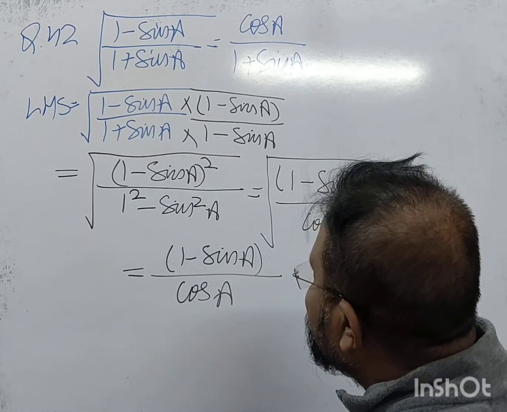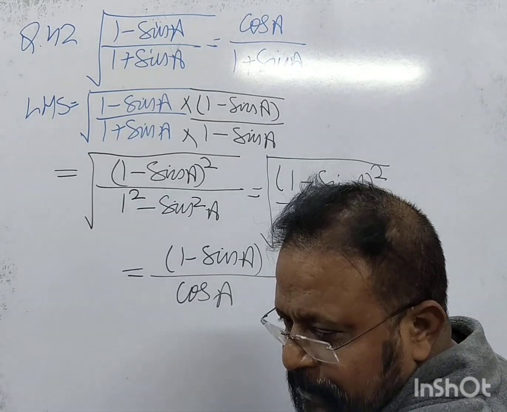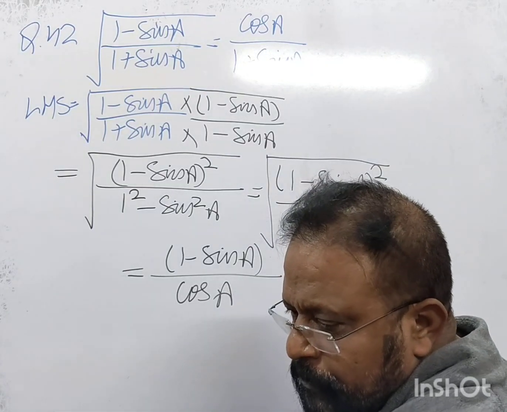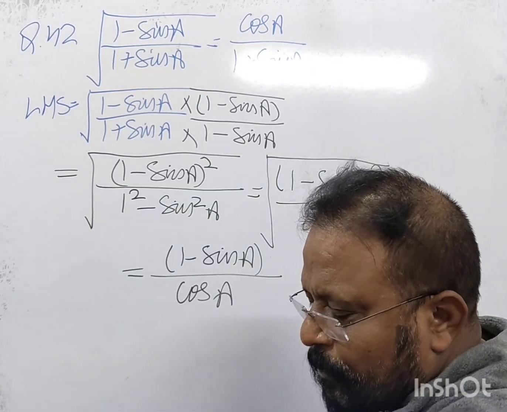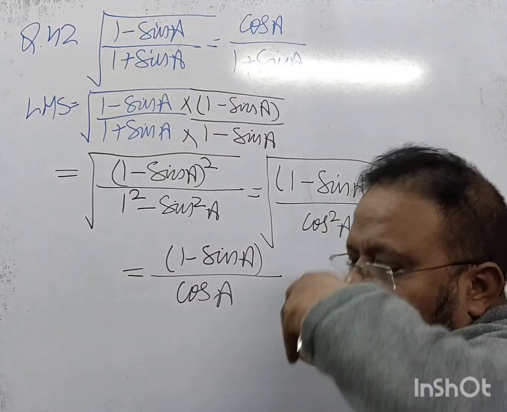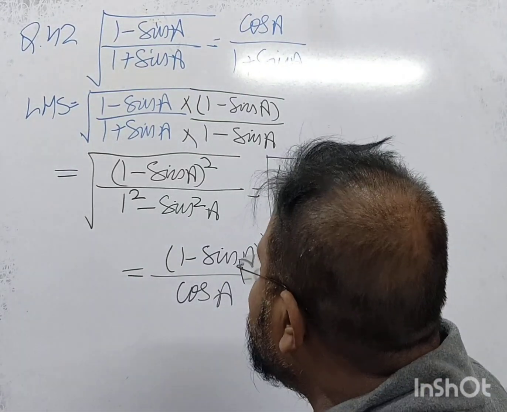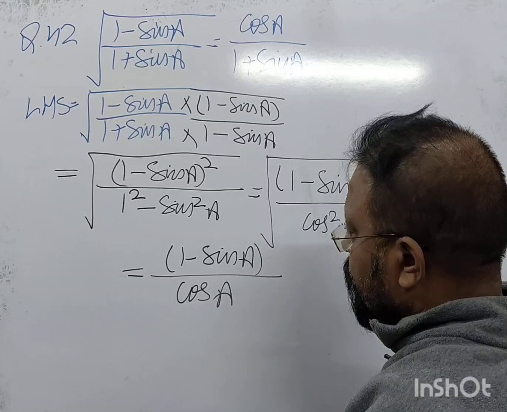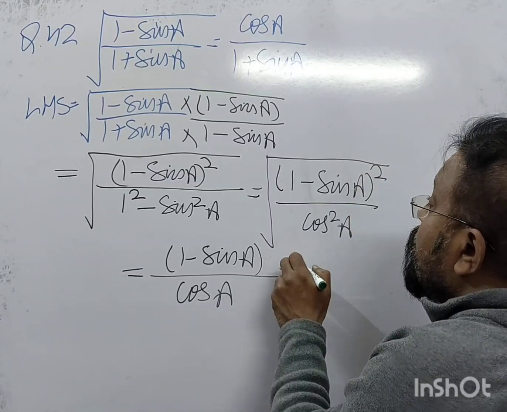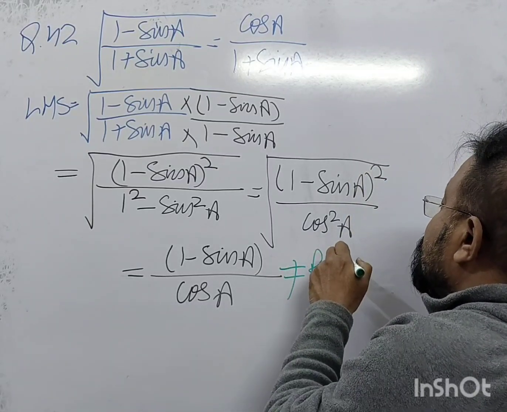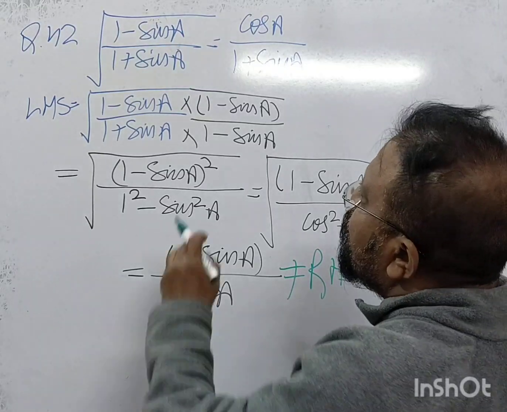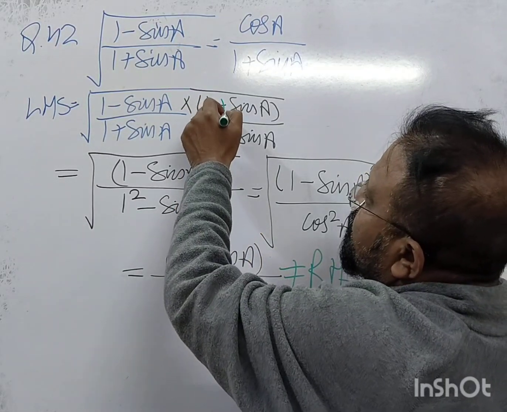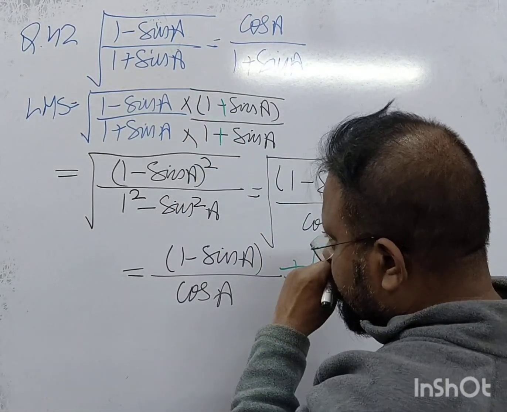This is 1 minus sine A upon cos A. But since we have to match the answer, this is not equal to RHS. So what you do here, you put plus here, you put plus here.